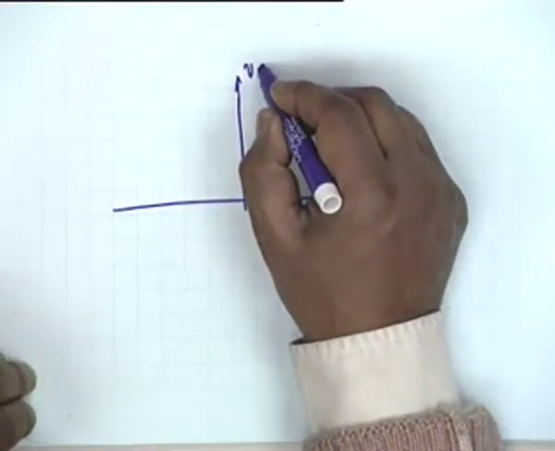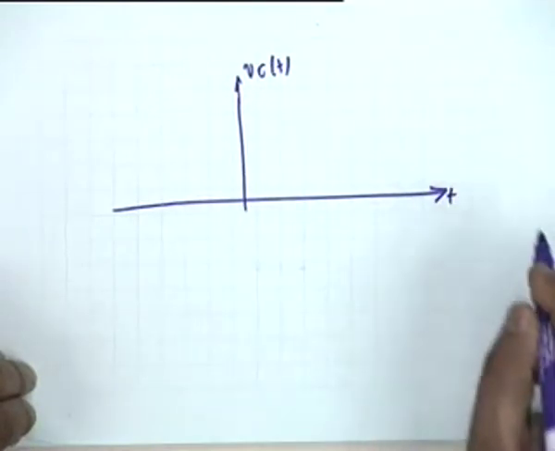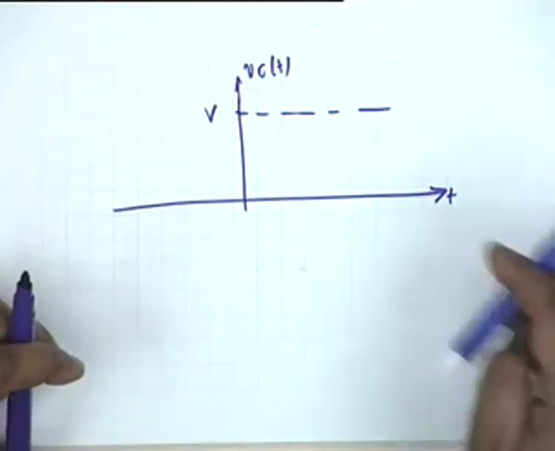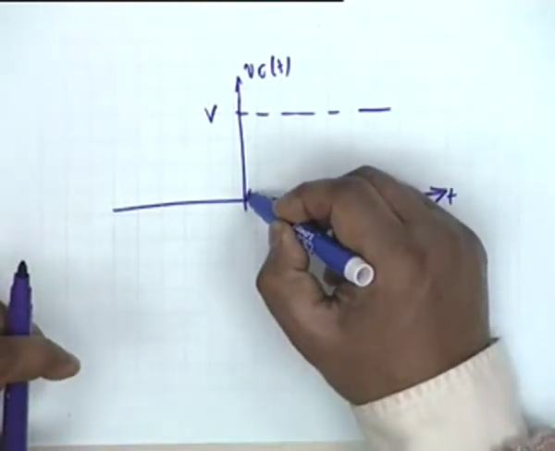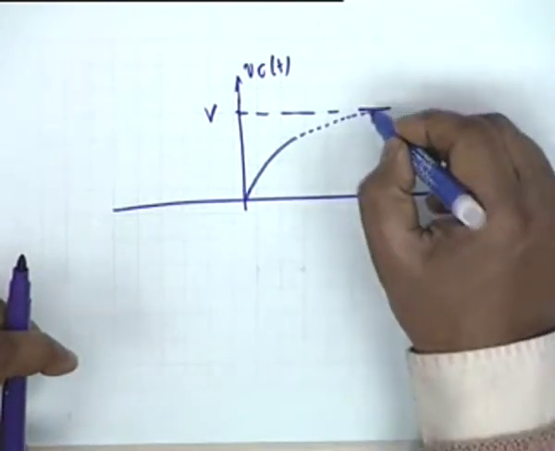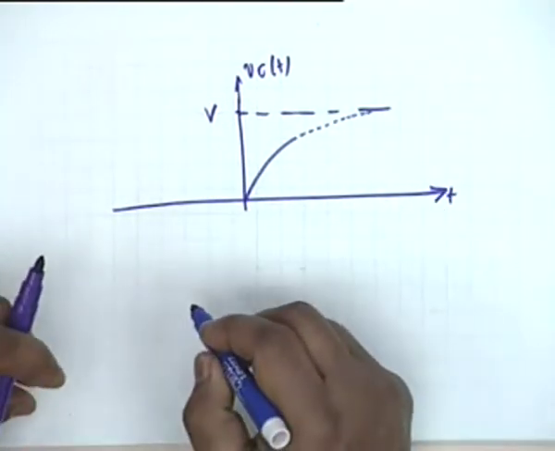V sub C of t versus t, and let us say this is capital V, then the voltage across the capacitor would have risen like this and would have gone to capital V at an infinite amount of time.